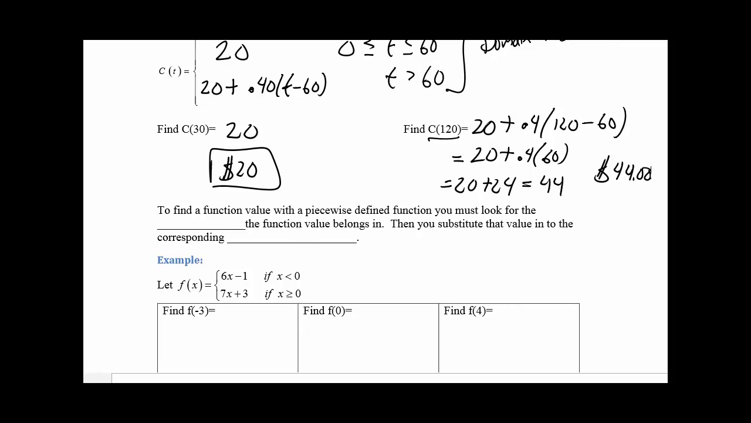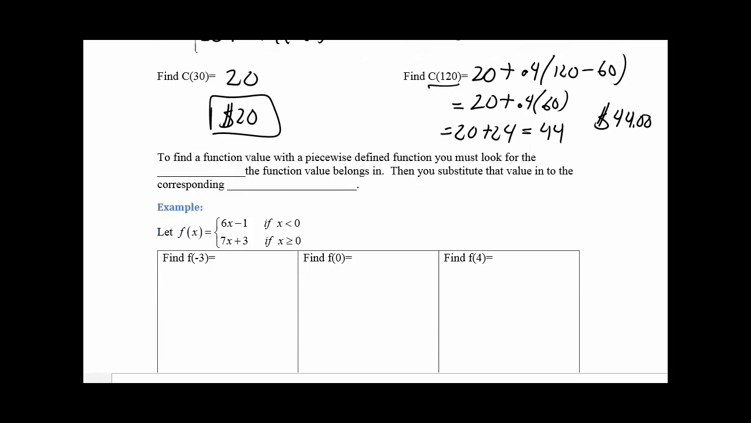Alright, so what do we actually need to do if I want to evaluate or eventually graph these things? Let's start with evaluating. To find a function value of a piecewise defined function, you must look for the domain the function value belongs in. In other words, look at where the x is, and do you look at the top, the middle, the bottom, where are you looking? Then substitute that value into the corresponding equation.